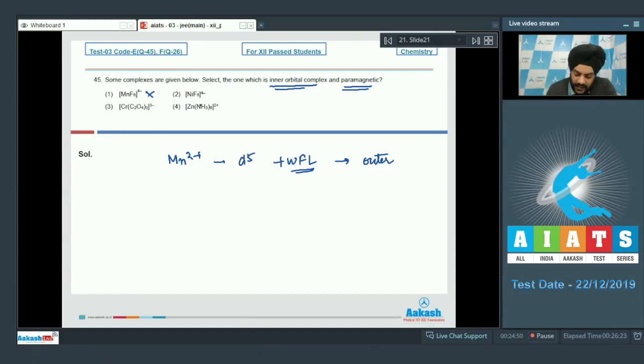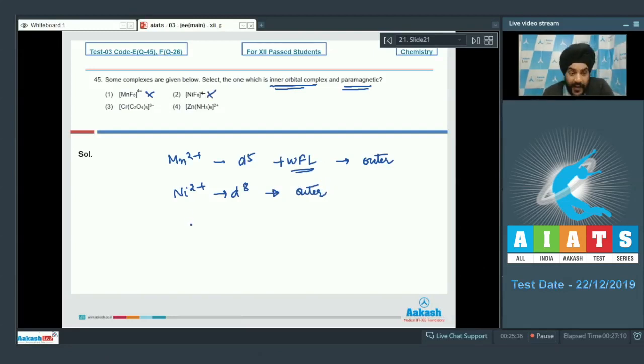If you talk about the second one, students, we have NiF6 4 negative. So Ni is again present in a state of +2. So it has a d8 configuration. So students, in this d8 configuration, it does not matter what the type of ligand is. It will always be an outer orbital complex.